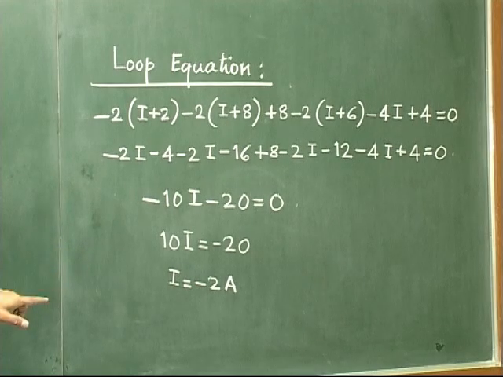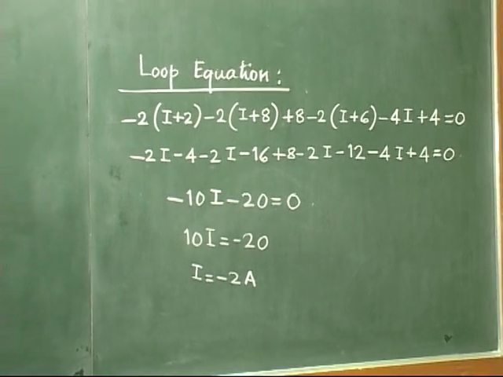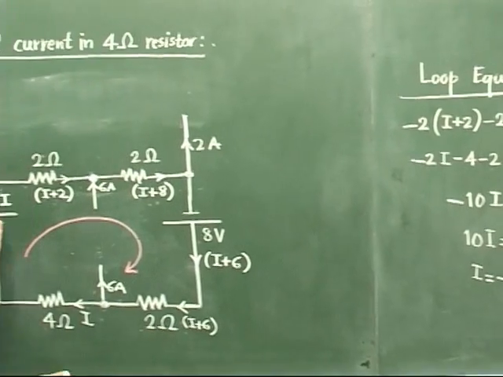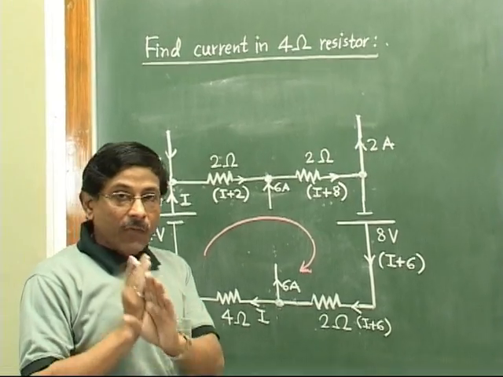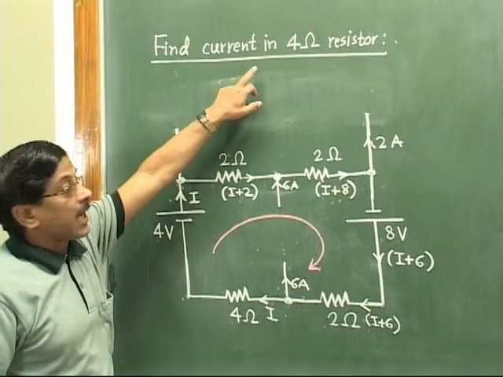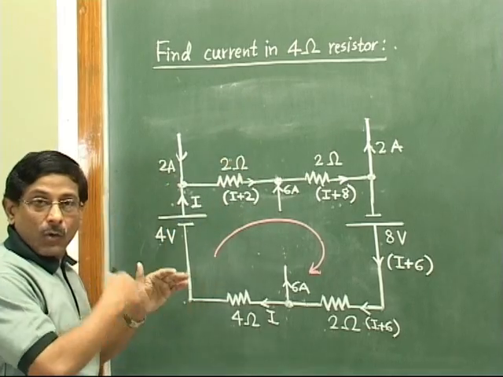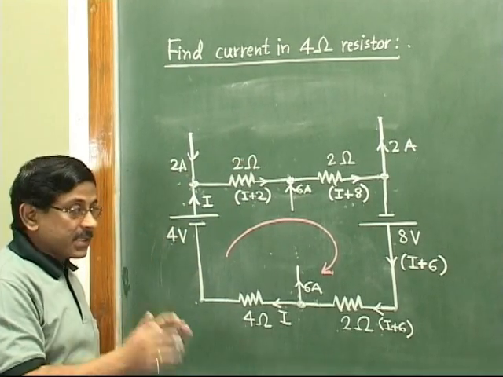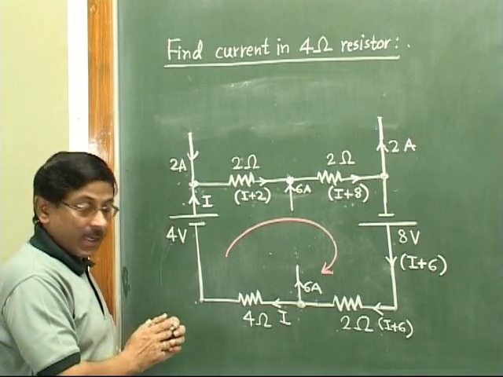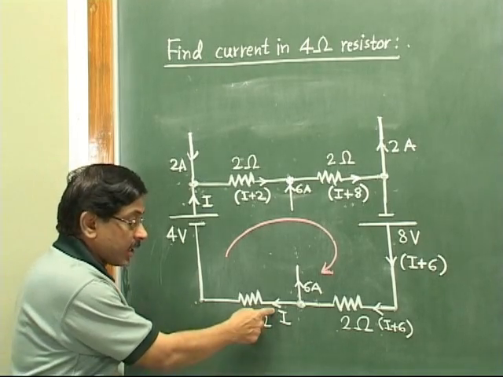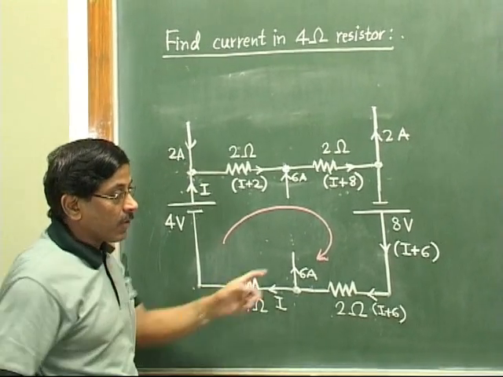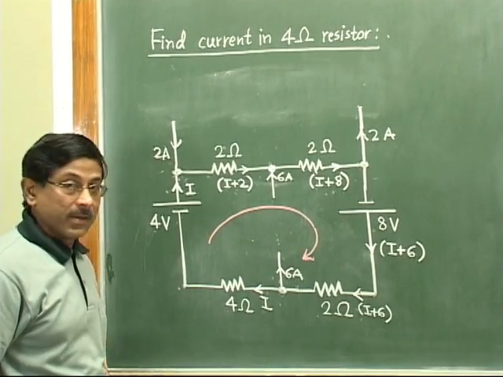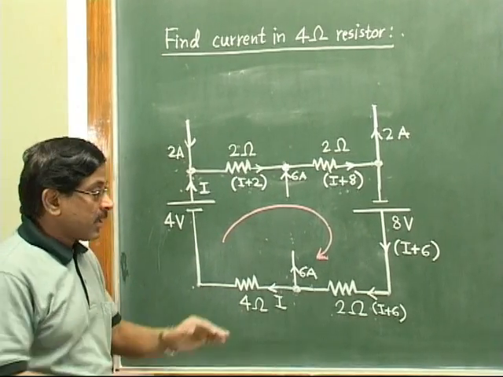So as I is coming minus 2 ampere, maybe now the direction of current would be opposite. Now see here, our job is to find out current in the 4 ohm resistor as per the problem. Now look at our diagram and see what current was flowing in our 4 ohm resistor. As per our current distribution, current I was flowing through the 4 ohm resistor. And what value have we got for I? Minus 2 ampere. So magnitude we know, 2 ampere.